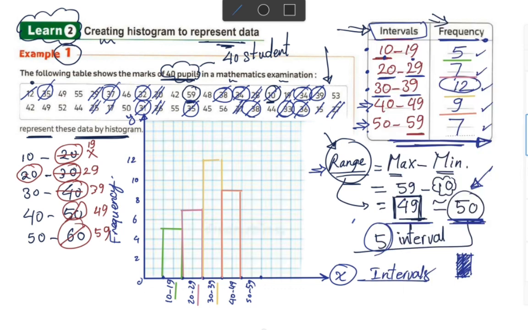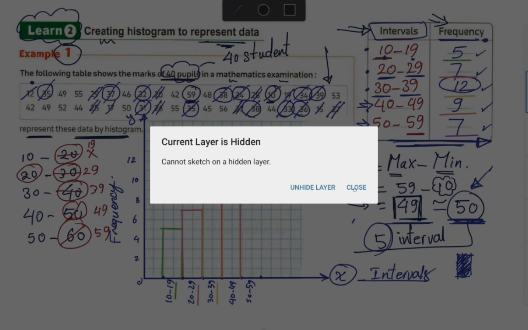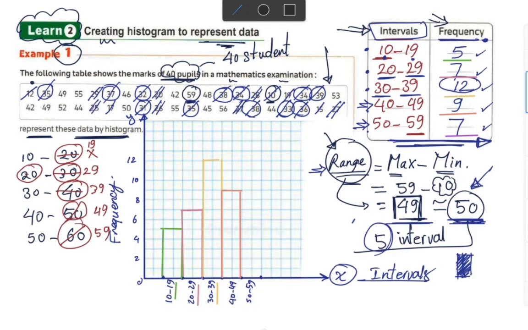The last rectangle has frequency 7. So from the same point, go to what? Go to 7. 7 is between 6 and 8. Like this. Okay? The same line. Now close your rectangle. Like this. Now we draw 5 rectangles, each rectangle related to one interval.